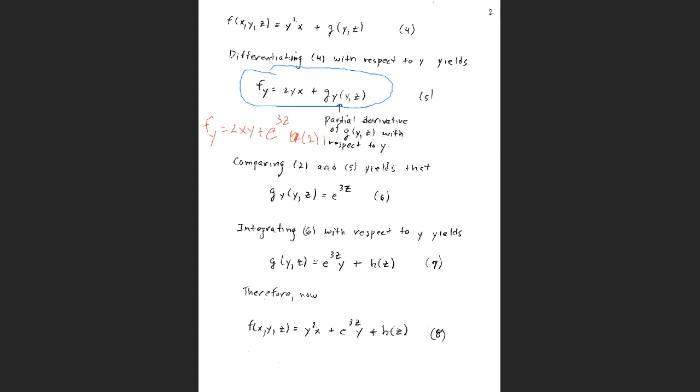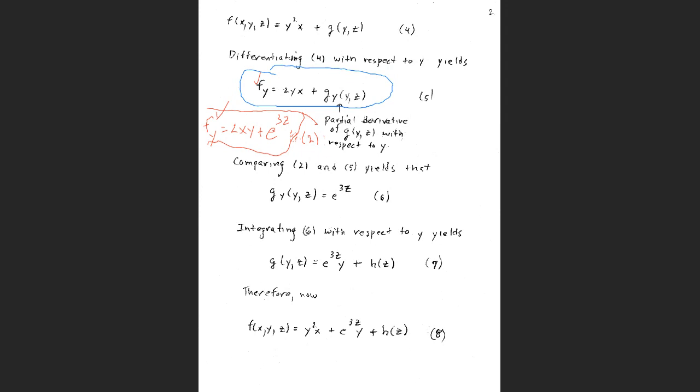Okay, Emma's good on that. All right. That was equation 2 from the previous page. And so, setting the equations equal to each other, we know then that the partial derivative of g with respect to y equals e to the 3z power. Okay, very good, Emma.